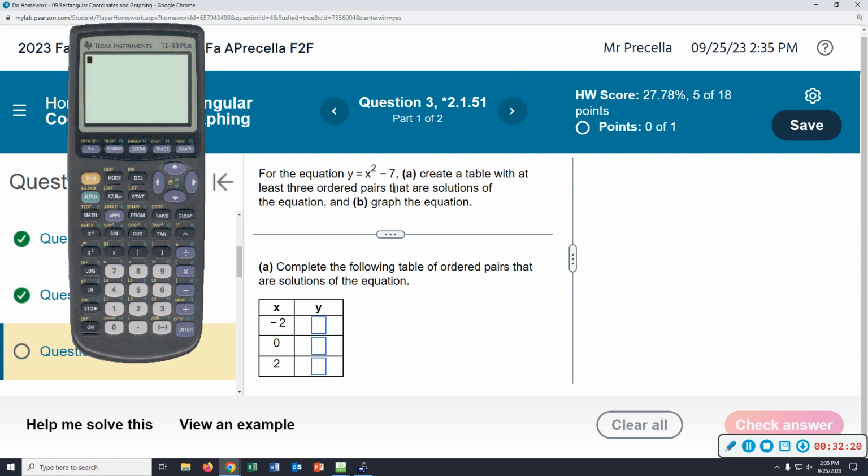For the equation y equals x squared minus 7, create a table with at least 3 ordered pairs. It's not going to be at least, it's exactly 3 ordered pairs, but they should just say create a table with 3 ordered pairs that are solutions and draw the graph. I like this, where they just give you all the numbers they want you to plug in, so you don't have to plug in one, type in the answer, then they give you the next one. Let's make the whole table right now. Let me write the problem down. This is number 3. Y equals x squared minus 7.